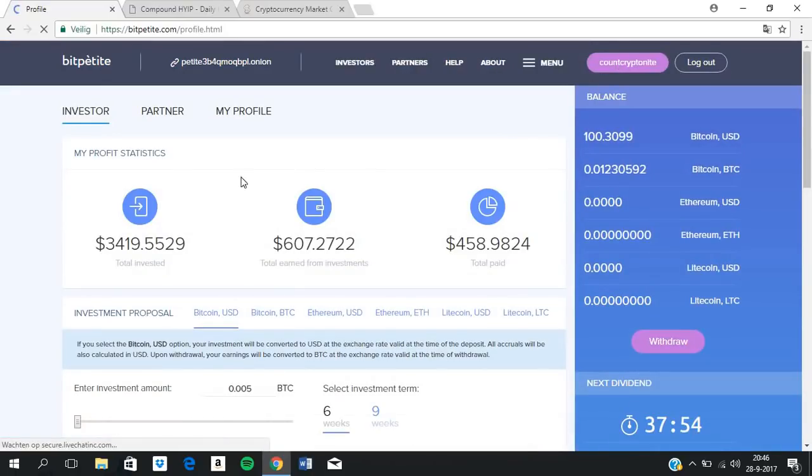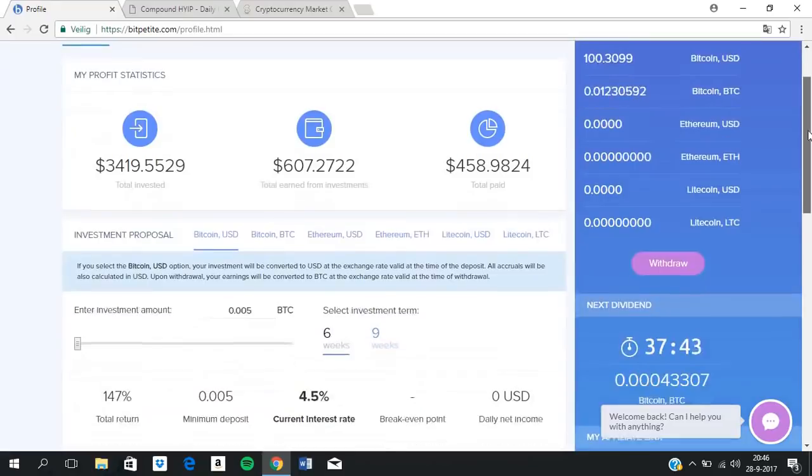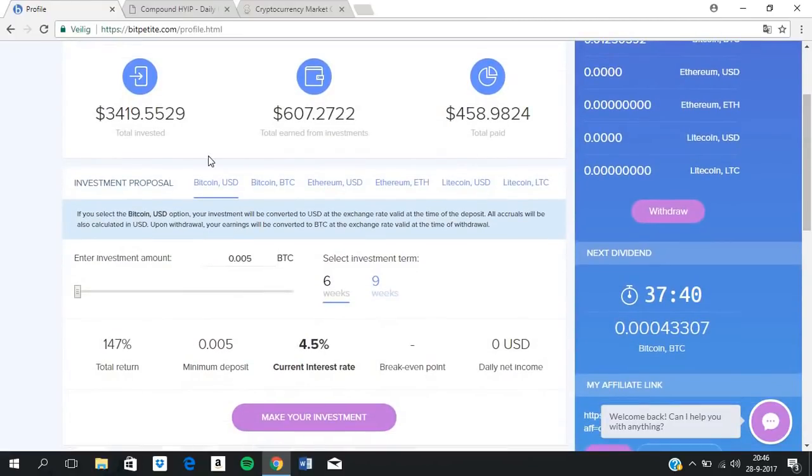Well, you can click here and make a new account. I've already made an account, and I've put in my initial investment, which is $3,419. This initial investment is the first investment you will make, and you can choose between different programs. First of all, you can choose Bitcoin in US dollars. It means that they will pay out in US dollars. So, for example, if you've invested $3,419, you will receive 4.5% of this amount in dollars.